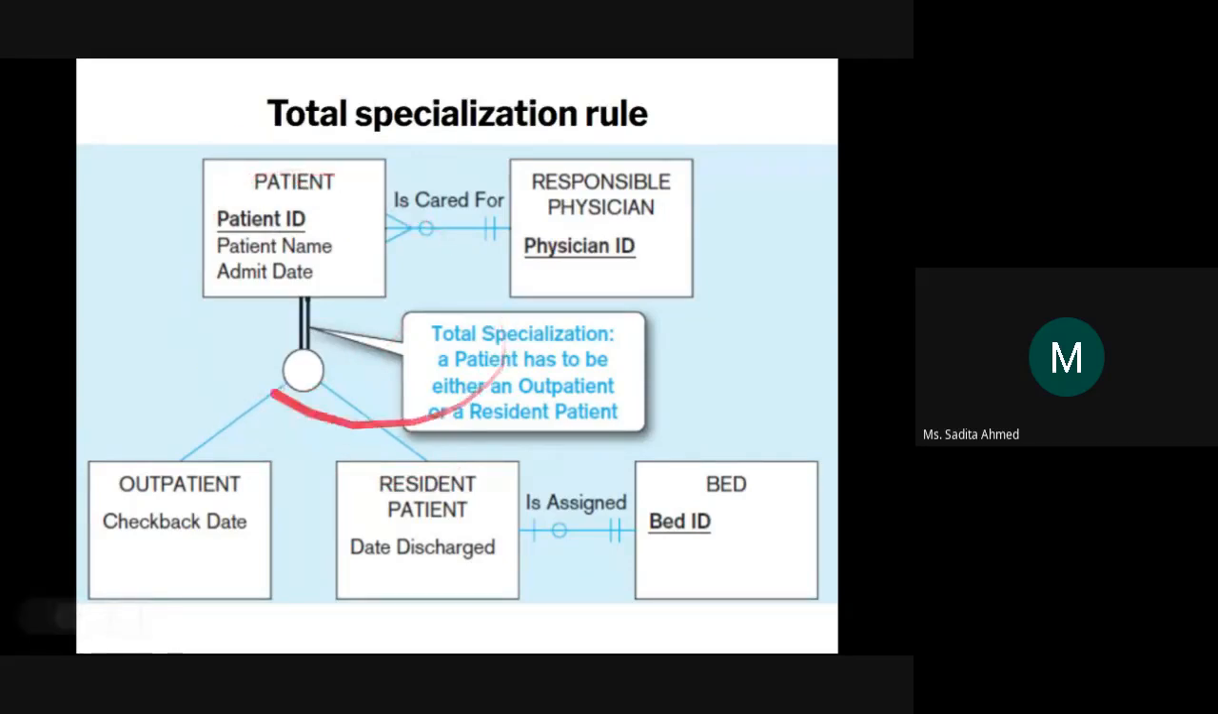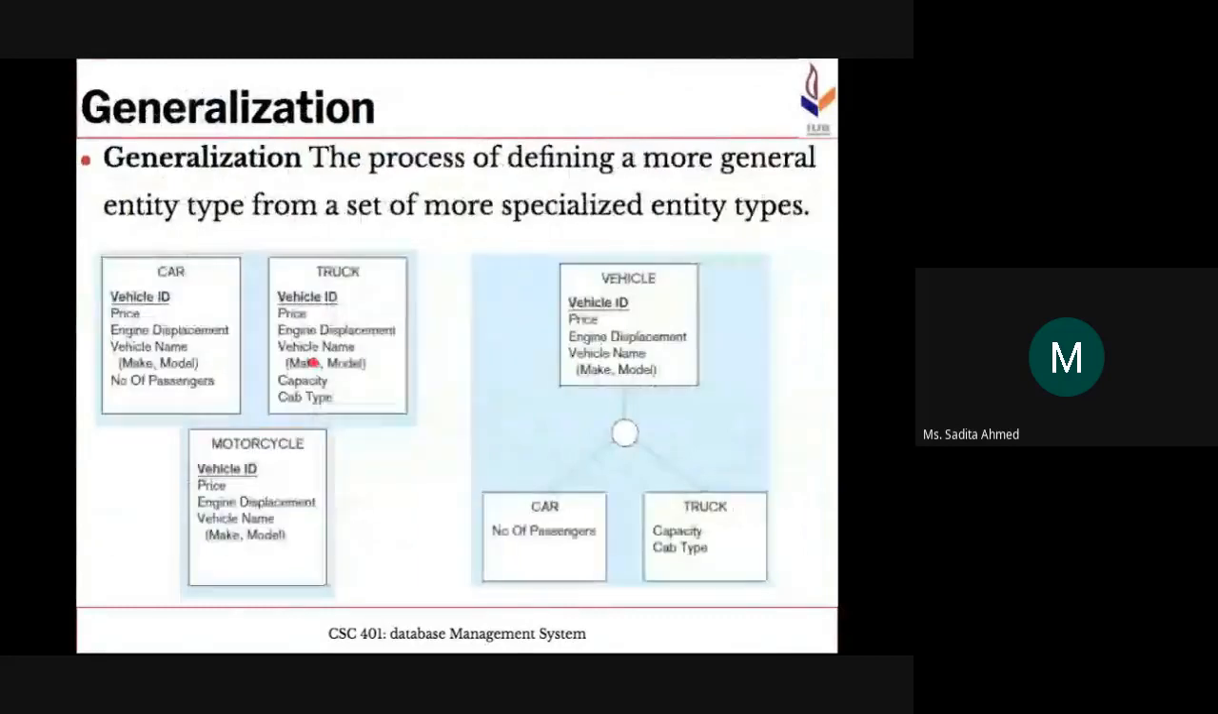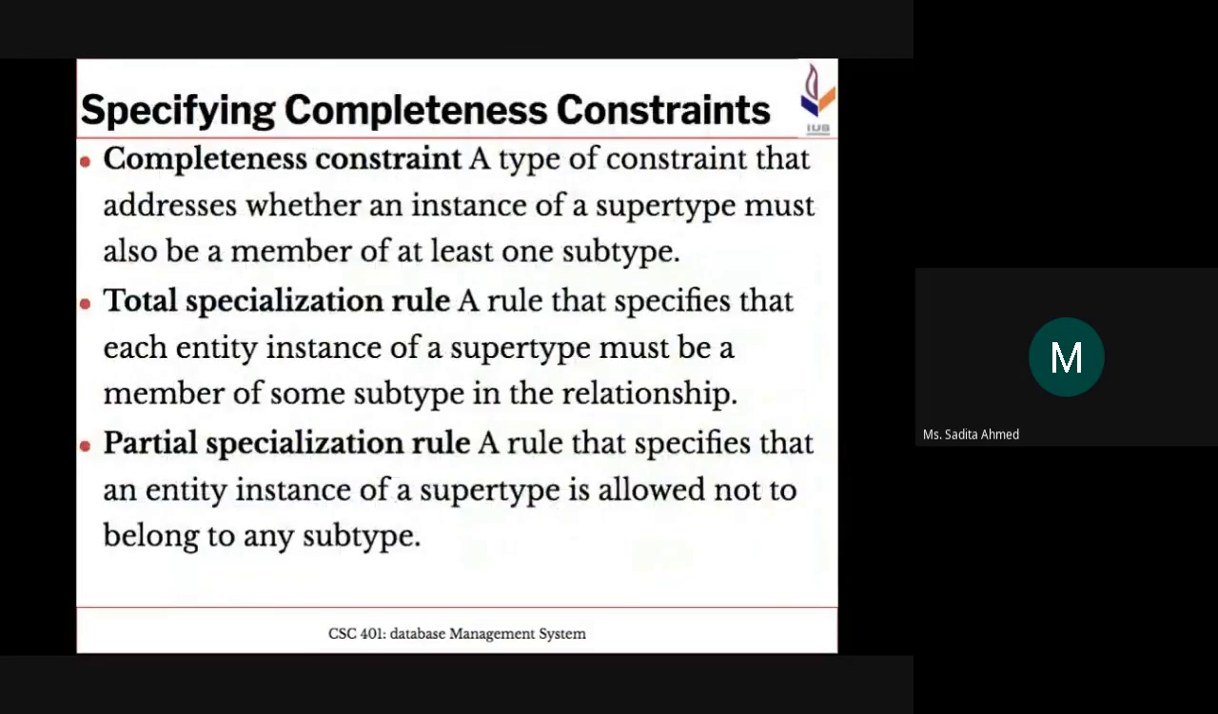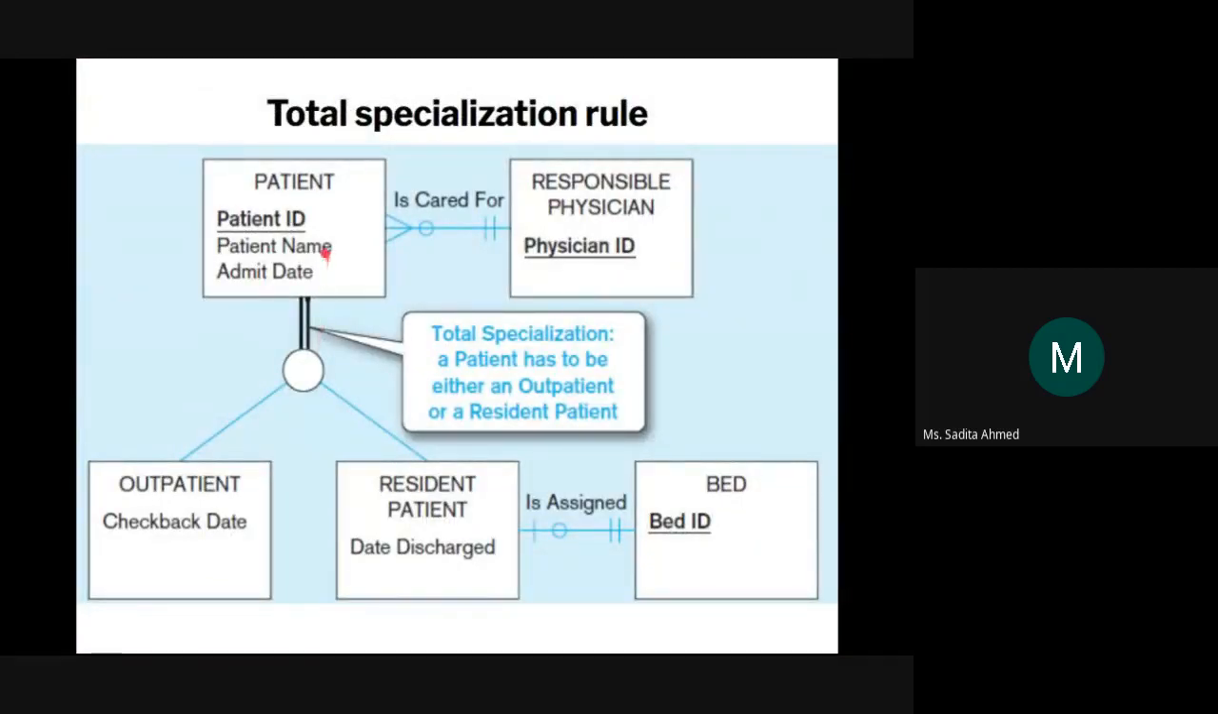And how do we use the notation for that? In our ERD, we will simply use a double line on the connector. From the supertype to the connector there is a double line. Notice that in the previous cases so far it was always a single line, because we haven't talked about this constraint so far. So we use a double line from the supertype to the connector. That is our notation, which specifies that this supertype-subtype relationship follows the total specialization rule.